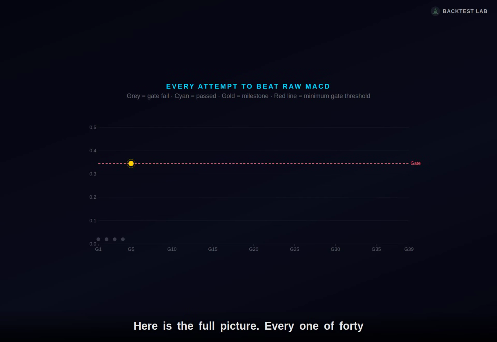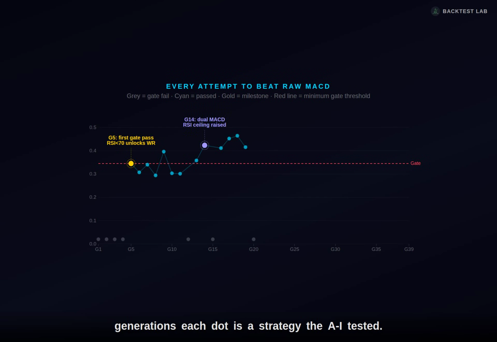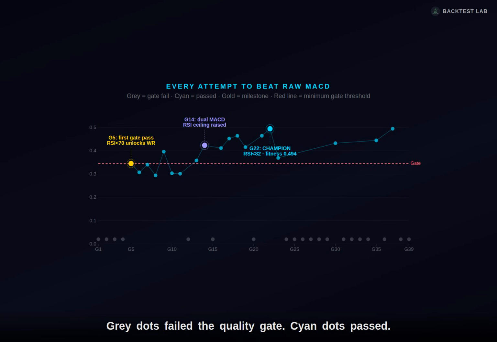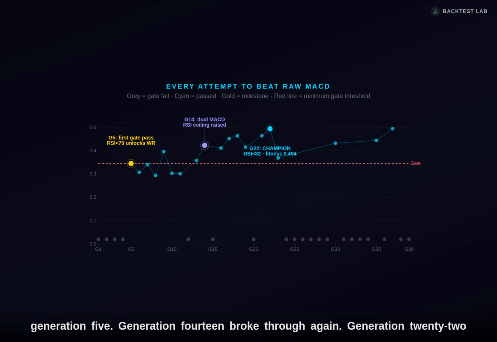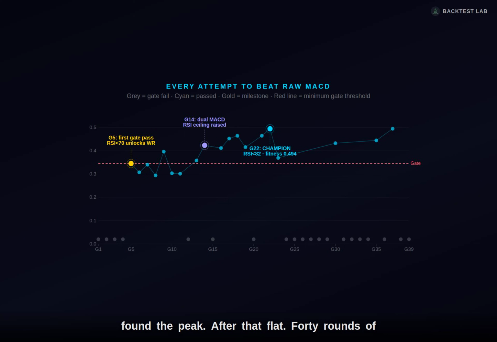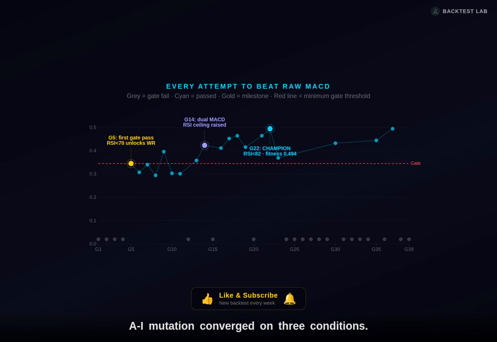Here is the full picture. Every one of 40 generations, each dot is a strategy the AI tested. Gray dots failed the quality gate. Cyan dots passed. Gold dots are the milestones. The AI went through 21 failed attempts before its first gate pass at Generation 5. Generation 14 broke through again. Generation 22 found the peak. After that, flat. 40 rounds of mutation converged on 3 conditions.